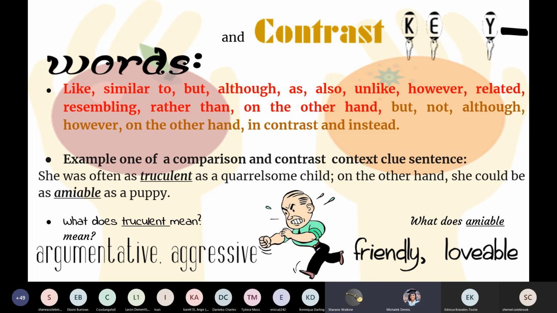What words in this sentence actually show that this is a compare and contrast? What words did they use in the sentence to show that this was a compare and contrast context clue, students? As, on the other hand, yes, you guys are on the right track. Good job, students. On the other hand, as, you are correct. Okay, so now we're gonna move on.